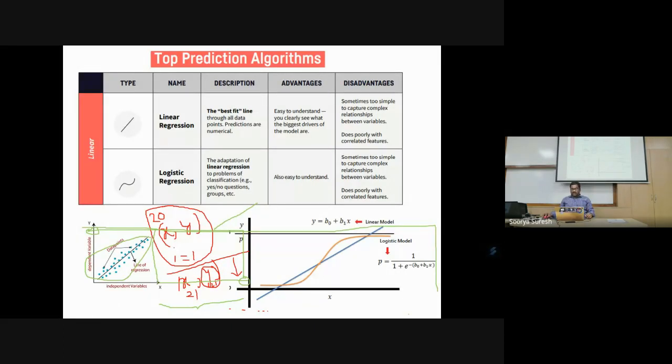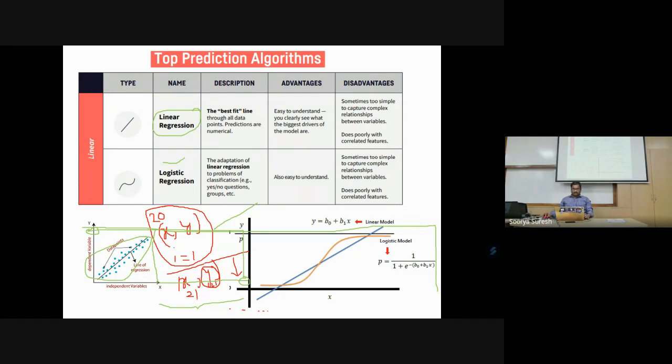Assume that we don't have a linear separation of points, then what can we do? We need to learn a non-linear curve. That's what we are going to see later. So this is about linear regression. And what about logistic regression? Logistic regression is also a kind of problem.